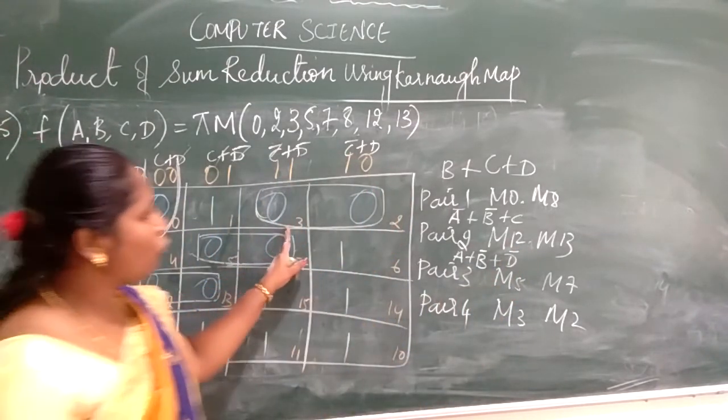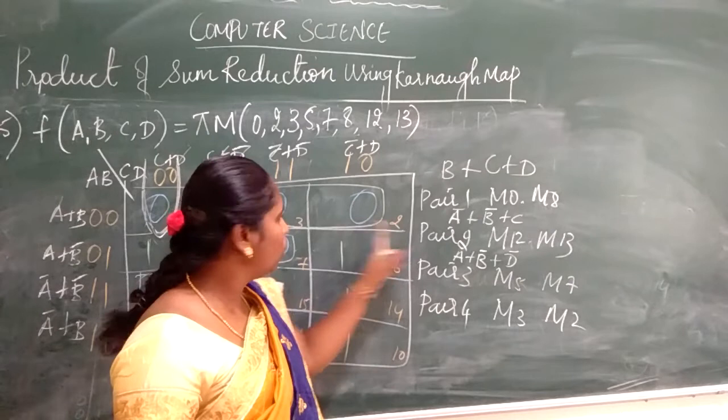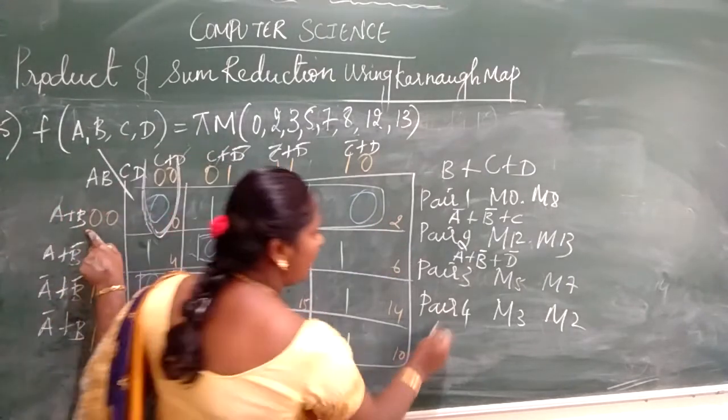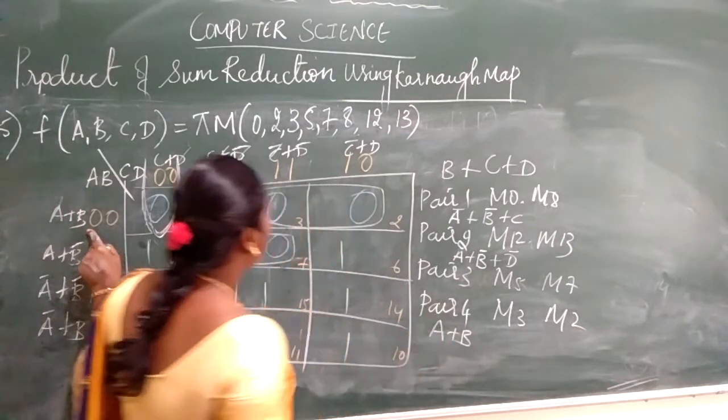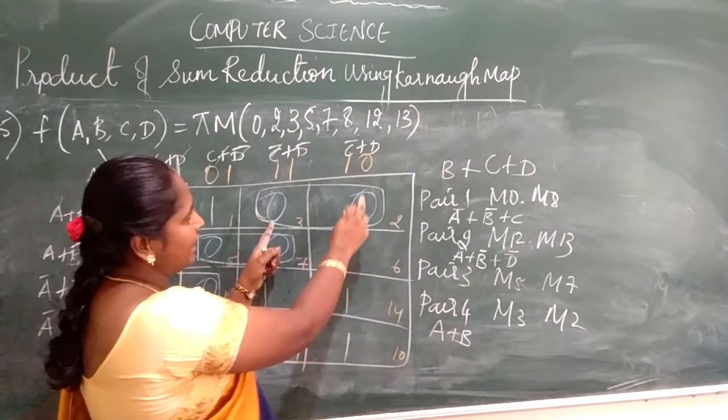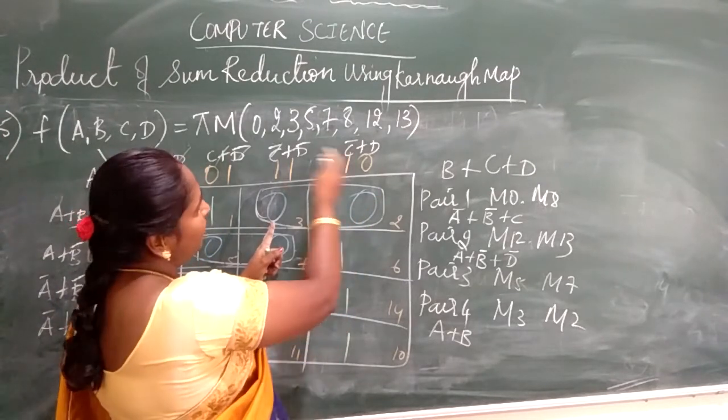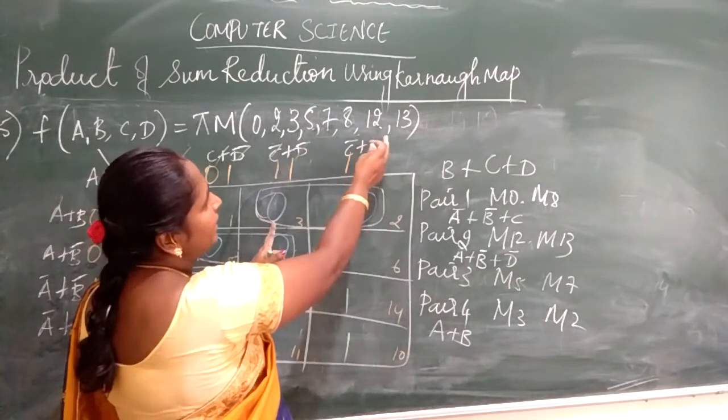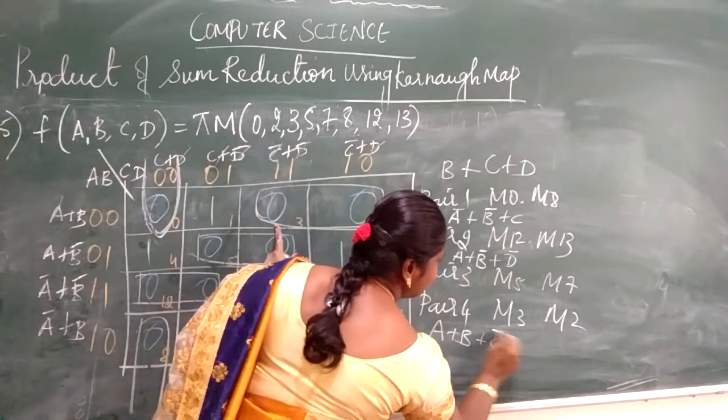Next, pair 4. That is your M3 and M2. So here M3 and M2, A plus B is the same. Only this C and D get changed, complemented to uncomplemented. So C, D bar and D gets cancelled. The left out is C bar.